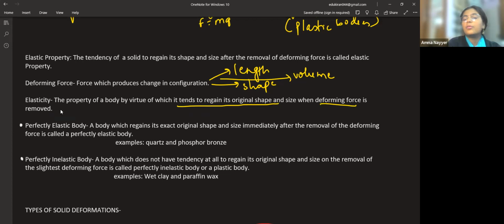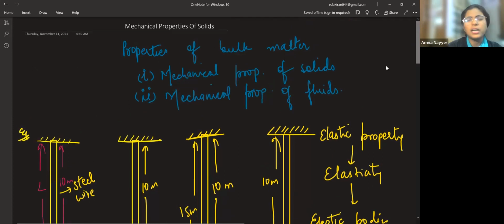A perfectly elastic body is a body which regains its exact original shape and size immediately after removal of the deforming force. Examples are quartz and phosphor bronze. Then a perfectly inelastic body is a body which does not have any tendency to regain its original shape and size on removal of even the slightest deforming force. Best examples are wet clay and paraffin wax. Write down these definitions. Any doubts you have, let me know. These parts are very important and very basic for your lesson. If you don't understand these, you won't be able to understand further. And some of these definitions are asked. Write it down.